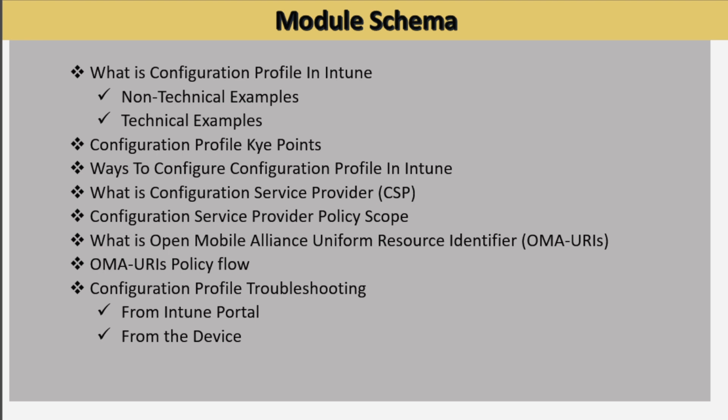Then we will discuss what is configuration service provider or CSP and their policy scope. Then we will also explore Open Mobile Alliance Uniform Resource Identifier and its policy flow. And in the last, we will see the ways to troubleshoot configuration profile from Intune side as well as from the device side.